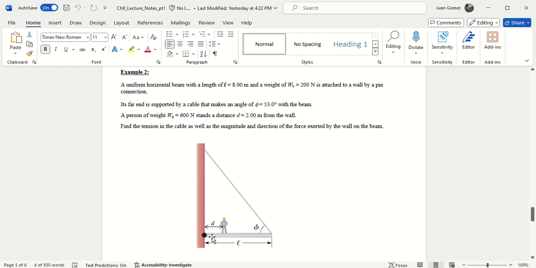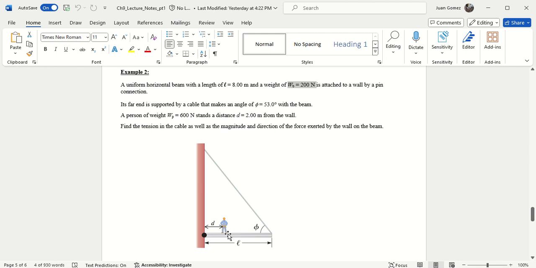So you have a uniform horizontal beam. The length L is 8 meters. And unlike the previous example, the beam itself has a weight, WB, meaning the weight of the beam. The weight of the beam is 200 newtons. What that means is that the weight of the beam itself will create a torque about the pivot. So we cannot ignore that. And because the beam is uniform, we know the weight acts at the center of mass of the beam, which we know is at the exact center, at L over 2.